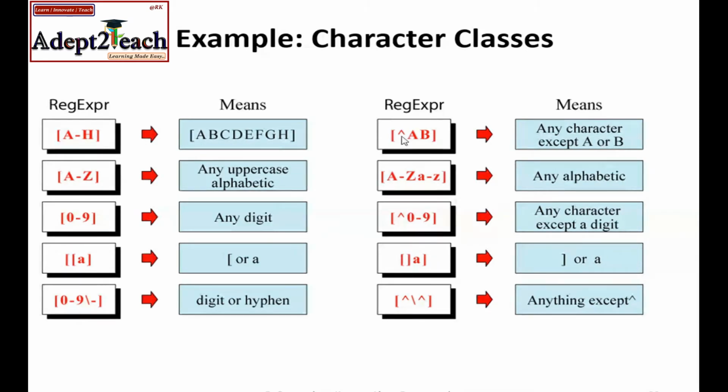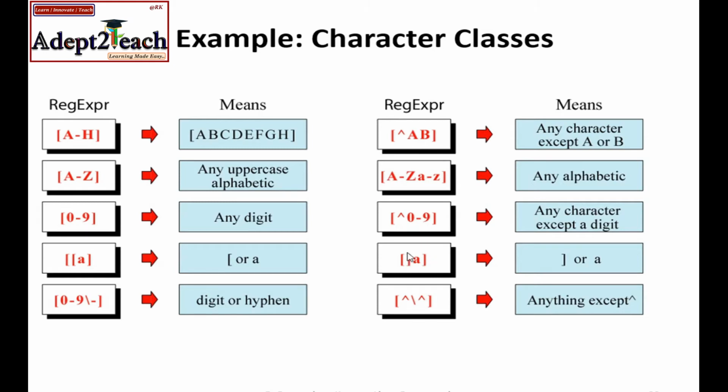Then if I put caret sign A B, which means any character except for A or B. So other than A, B, if there is any other character, it will match. So again, if I want to match irrespective of cases of my letters, then I can write capital A to Z and small a to z combined. So any alphabet belonging within this range, one character at a time will be matched. If I give caret operator with 0 to 9, then any character will be matched other than a digit.